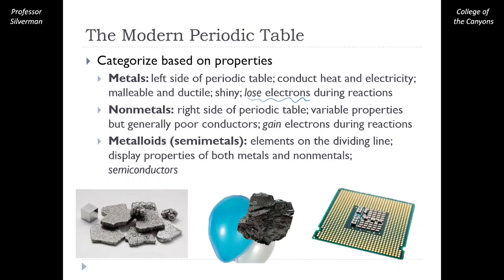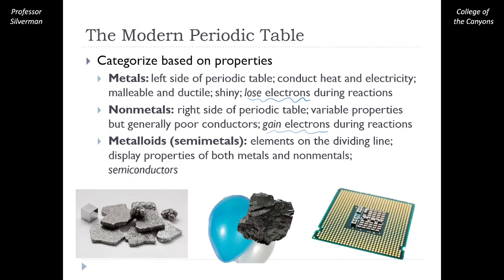Nonmetals are kind of the opposite. They appear on the top right of our periodic table, and they're generally poor conductors. In chemistry, they like to gain electrons during reactions. And in fact, our nonmetals are used to build up organic molecules and build up most compounds that we see in biology.